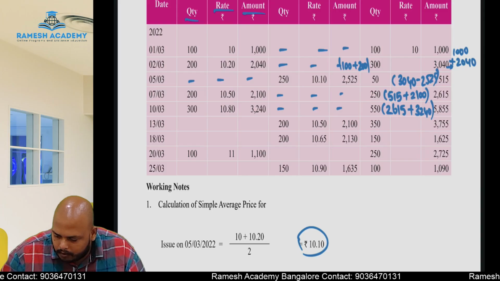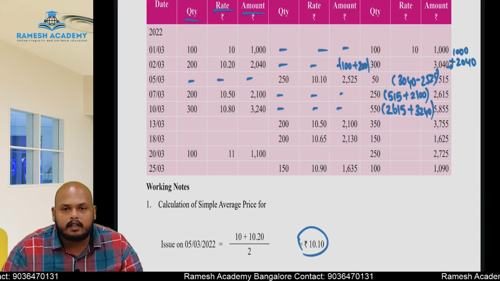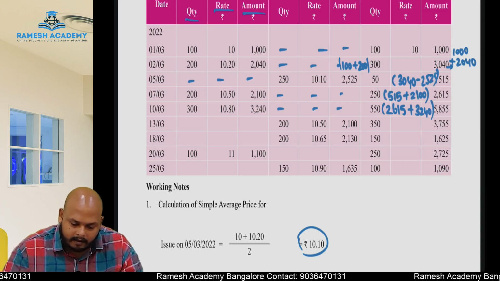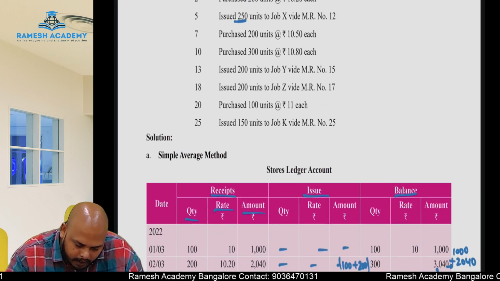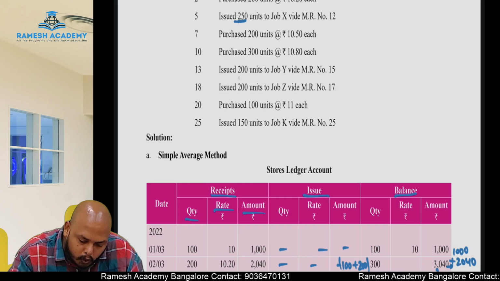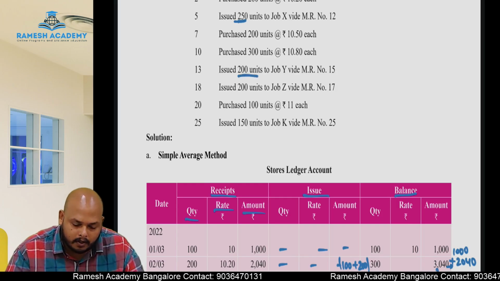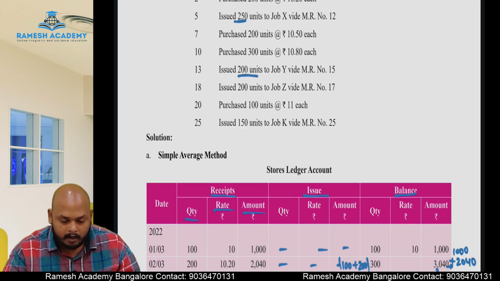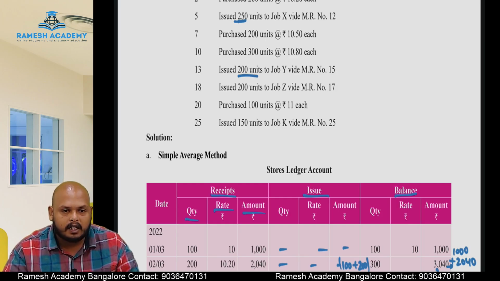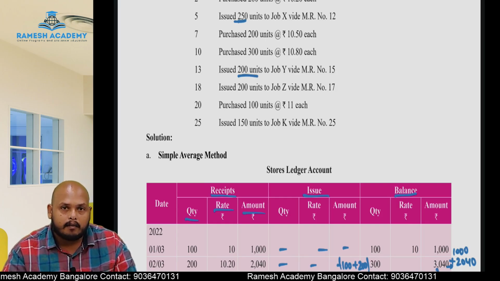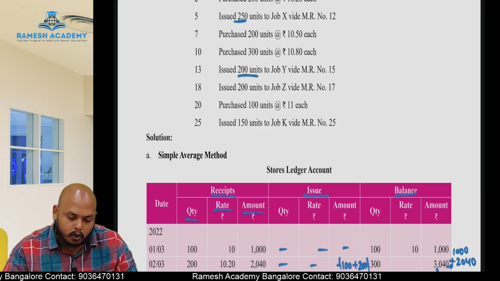2615 plus 3240 is nothing but how much? 5855. That is the value. Next, on 13th March we issued 200 units to job Y, material requisition number 15. So we issued 200 units.